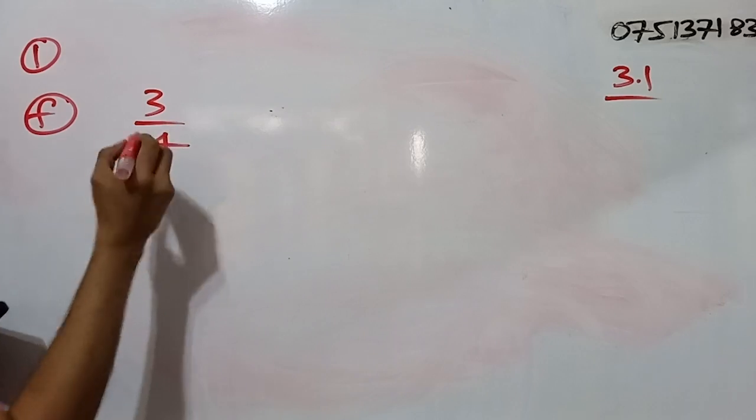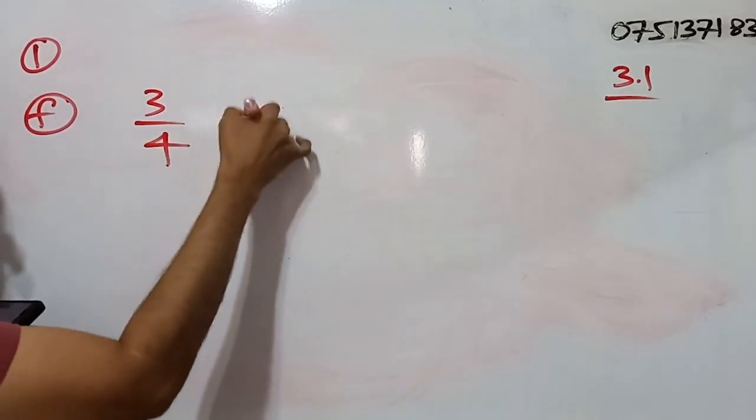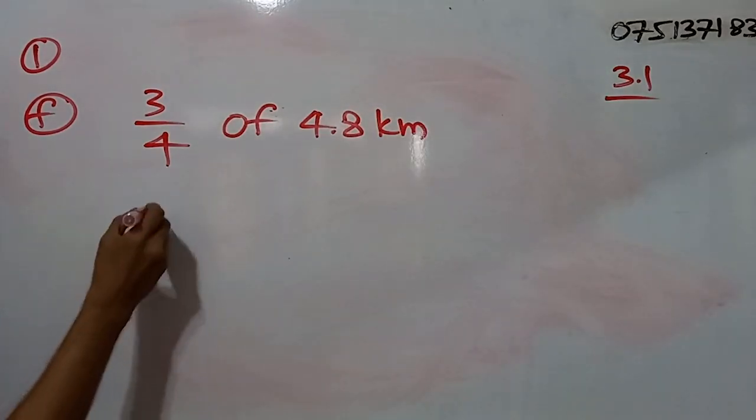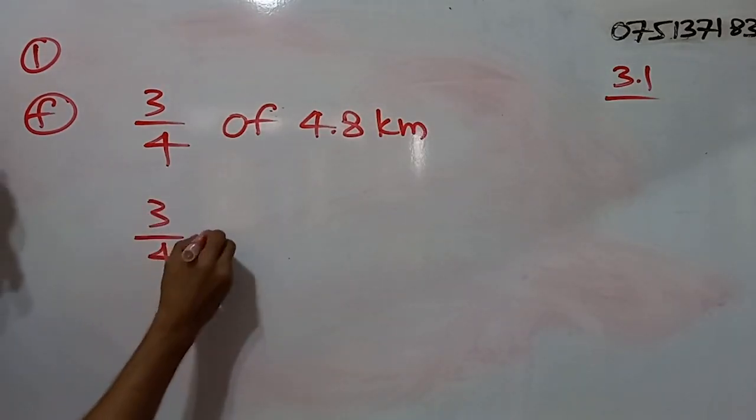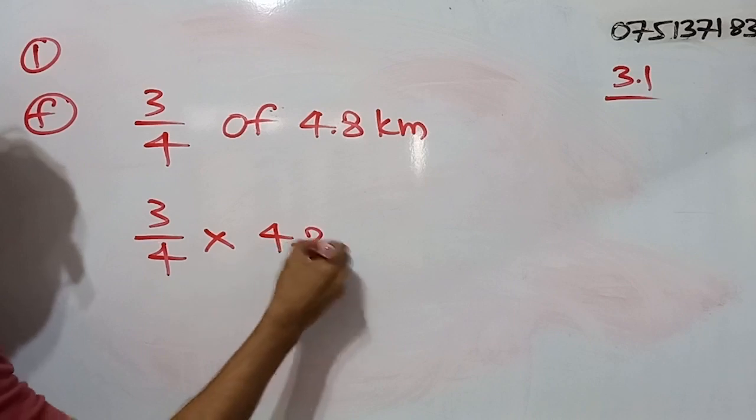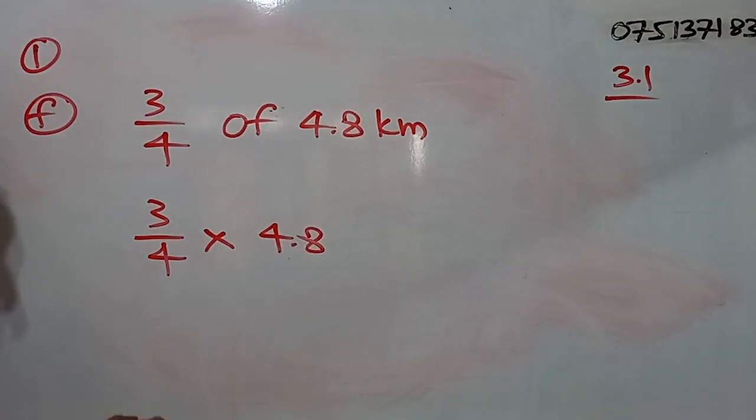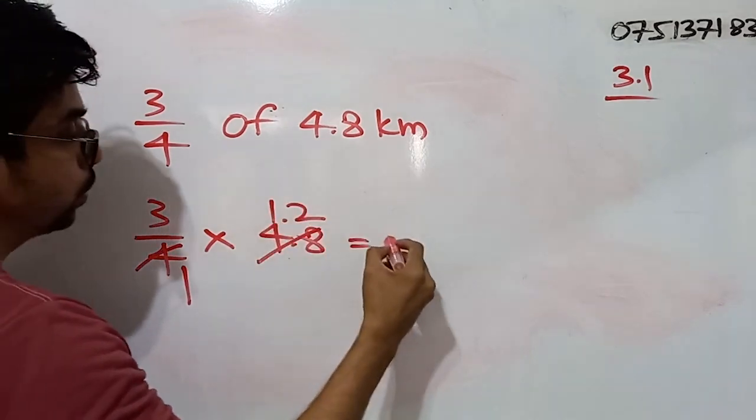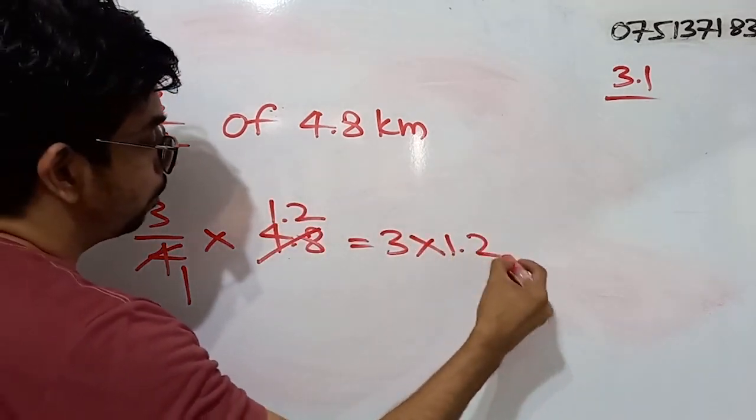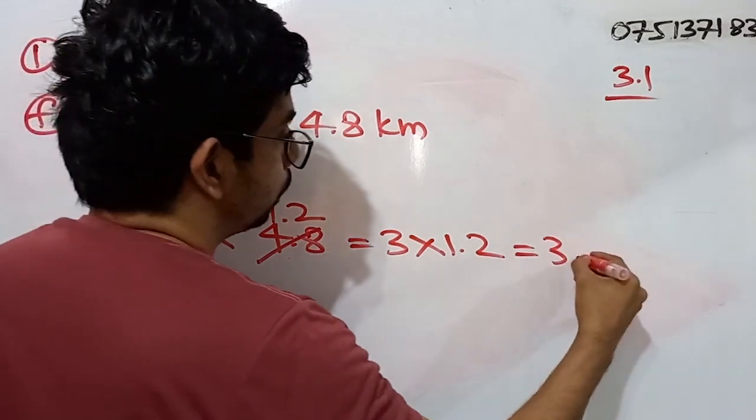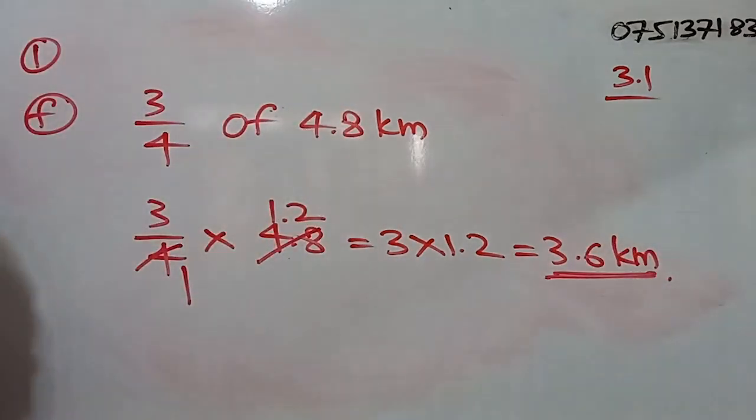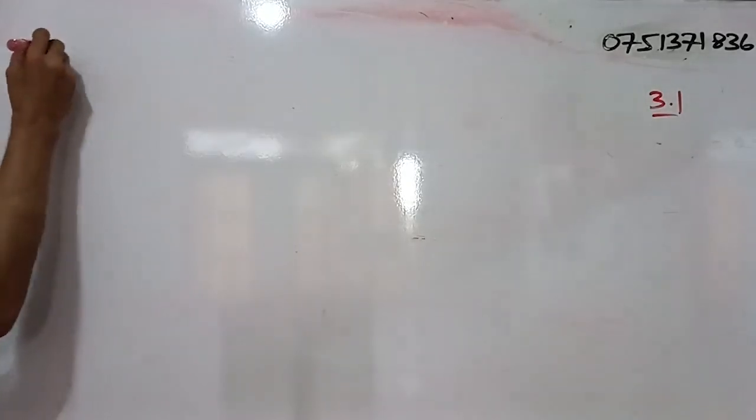Right, exercise 3.1, question number 1, part F. What do we have? 3/4 of 4.8 kilometers. Right, so that means what? 3/4, we have to multiply that by 4.8. So 4 into 1, 4 into 1.2. So that means 3 into 1.2. So 3.6, those are what? Kilometers.